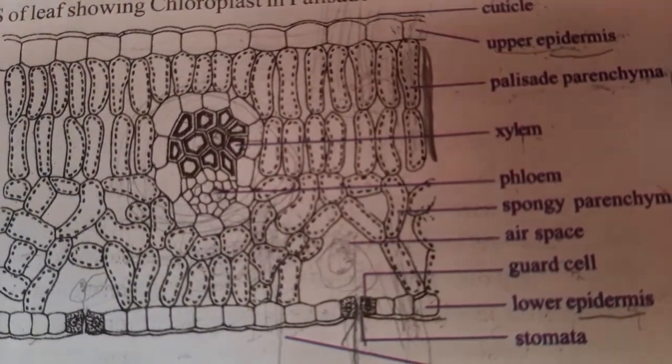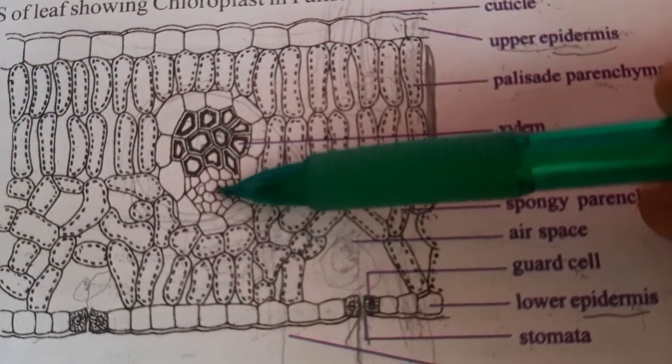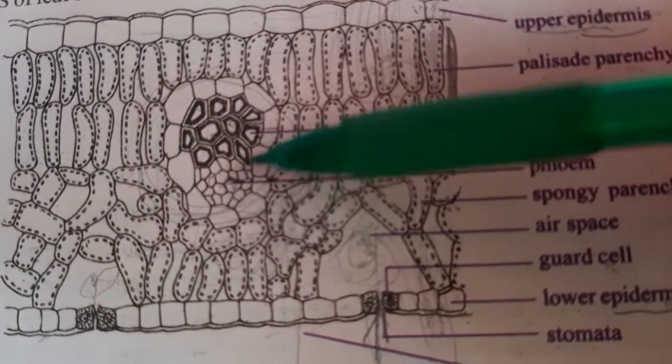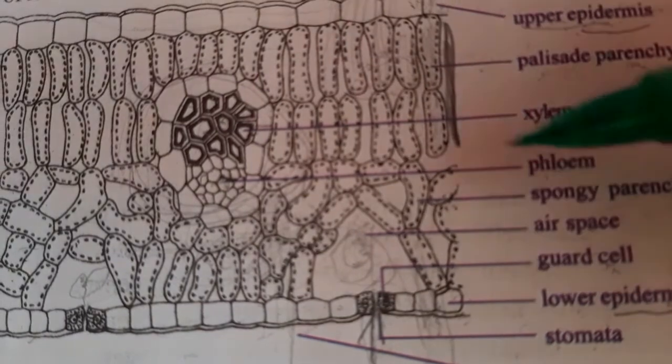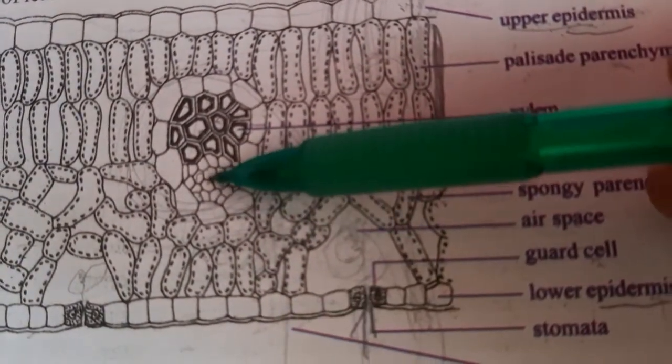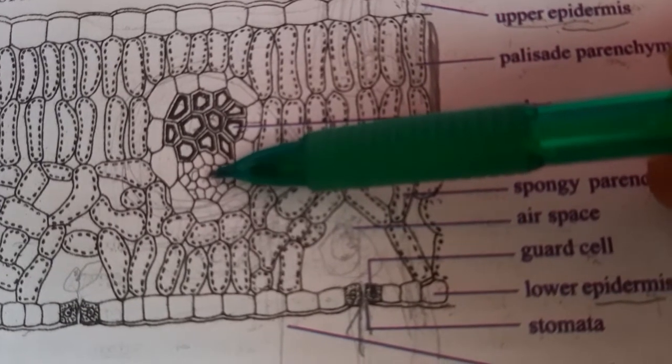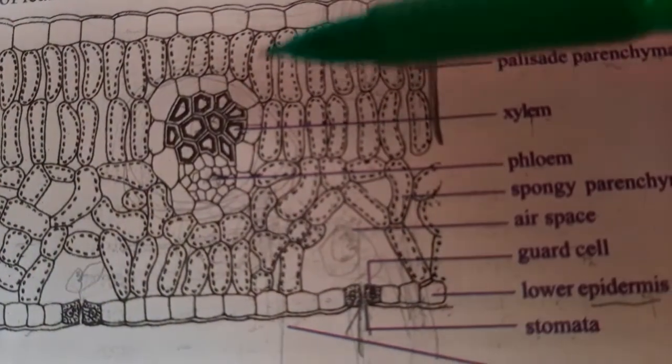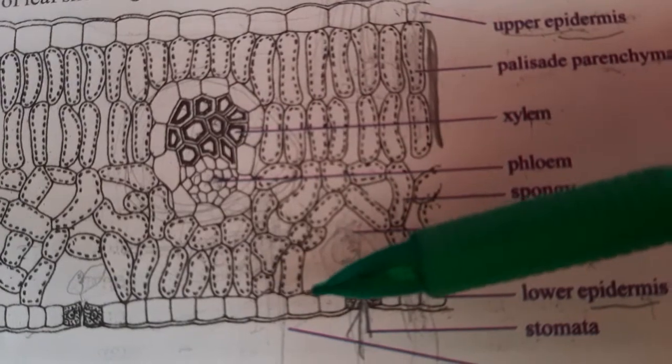And come to this tissue. This tissue, it is called phloem. It lies towards the lower portion of the leaf. So this helps in the transportation of food material from leaf to shoot, shoot to root.